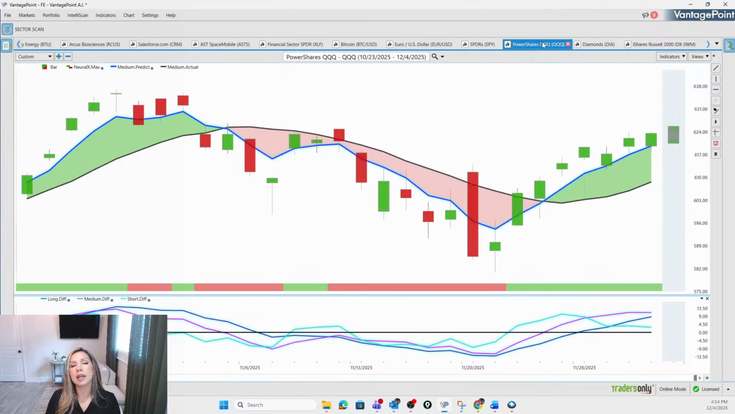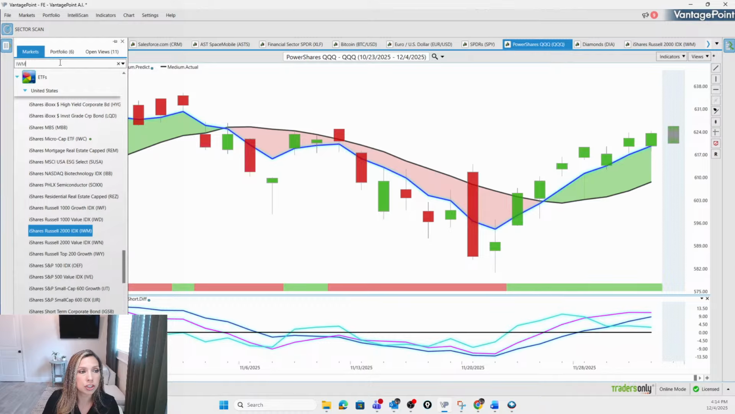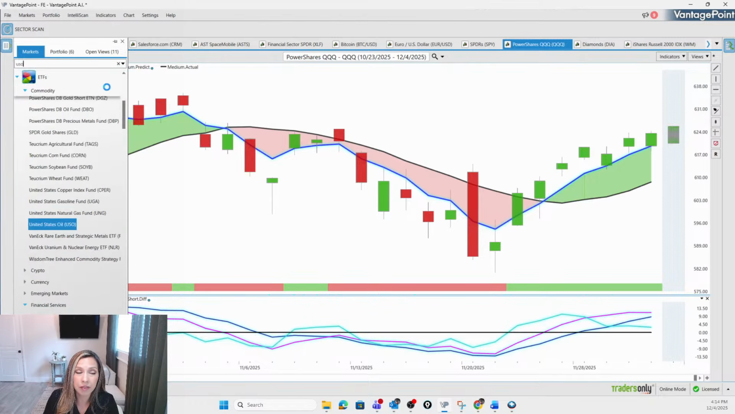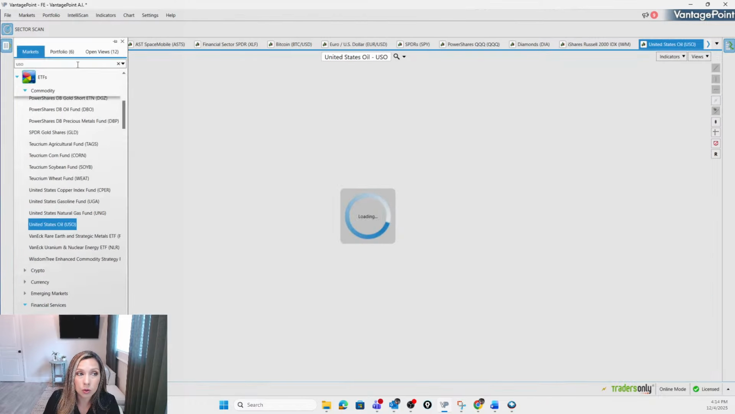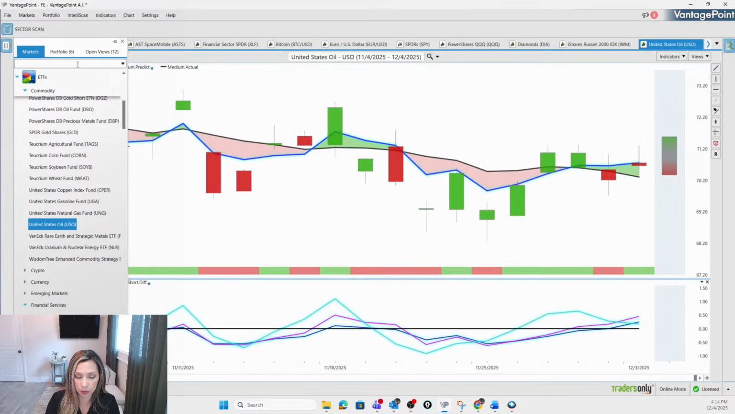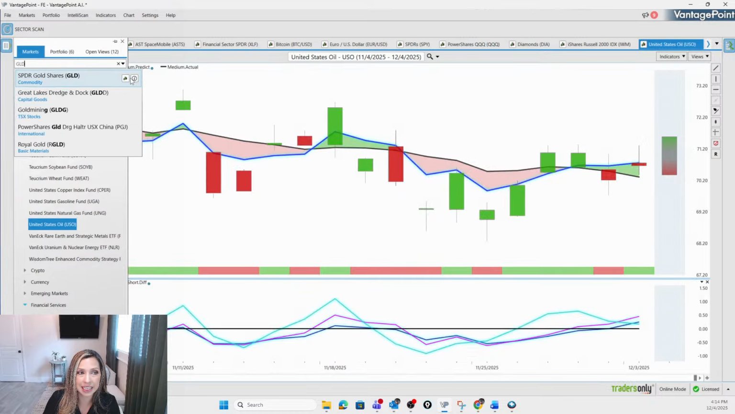Now, if you trade other areas of the market, you may also want to look at things like energy. In fact, let's pull up some energy here. We could look at oil for that. Things like USO, again, another ETF. You could also look at gold. Do we have any gold traders in the room? Anybody like GLD?